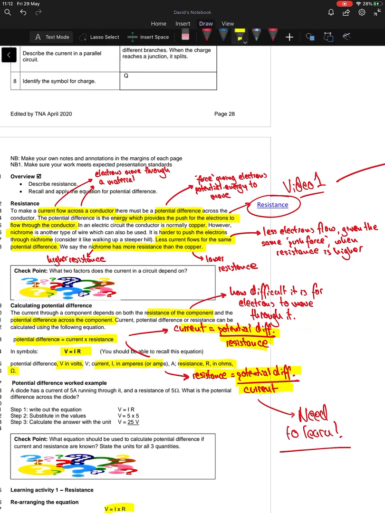That means through nichrome compared to copper, you have got less electrons moving for the same amount of voltage push force that's given to them to try and get them through that material. So therefore the nichrome, the resistance is higher.